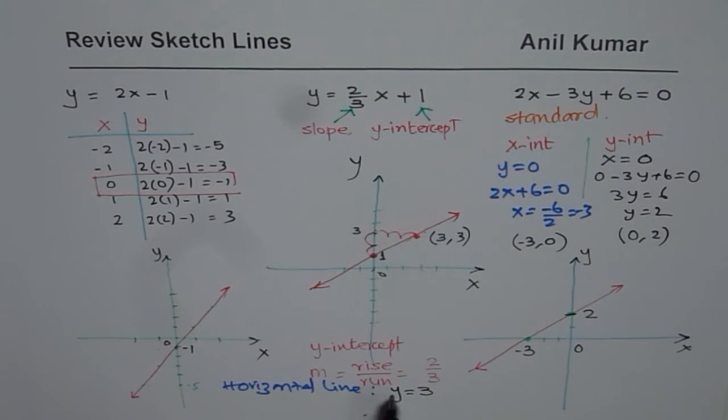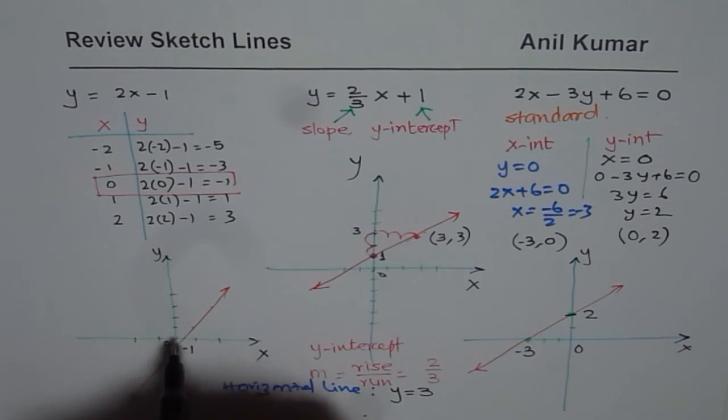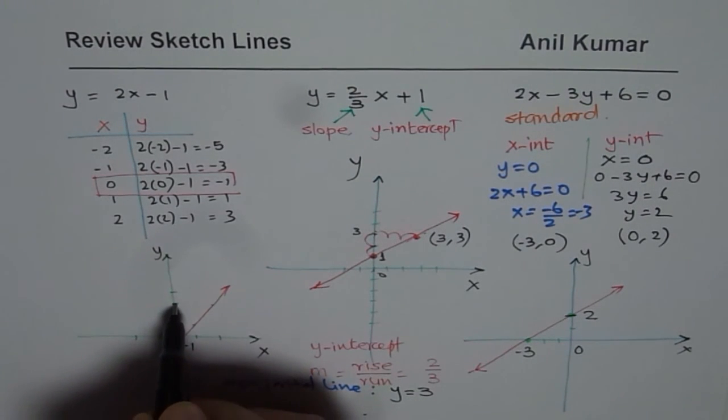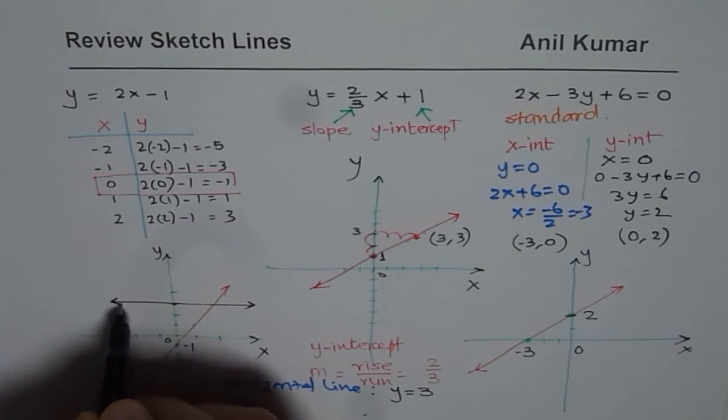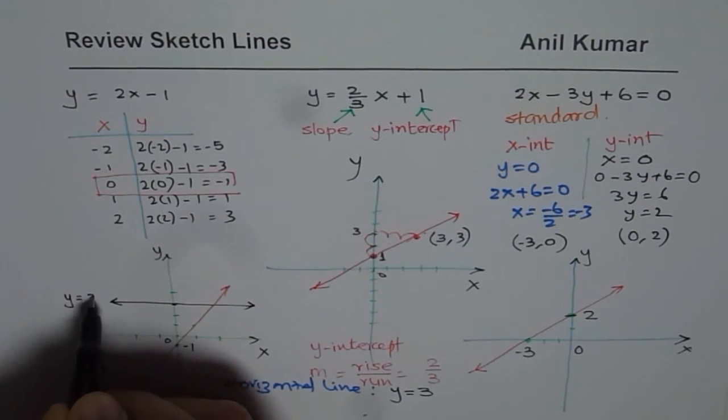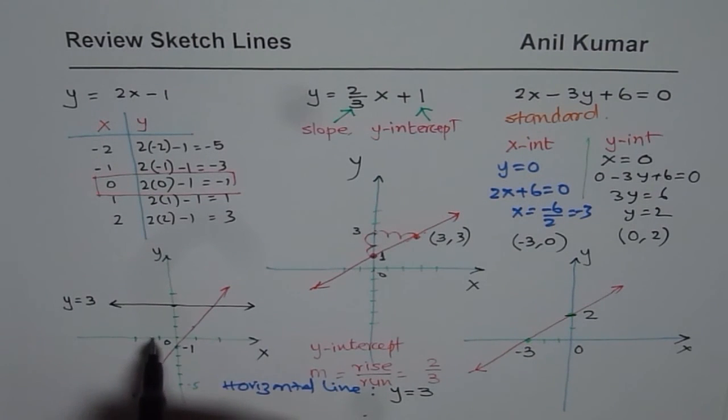So if I have y equals 3, a horizontal line, it means a line with zero slope. So I can sketch it here. 1, 2, 3 is my y-intercept, and the line will be like this. This line will be a horizontal line, y equals 3. For every value of x, y value is 3, domain is all real numbers, range is just 3.